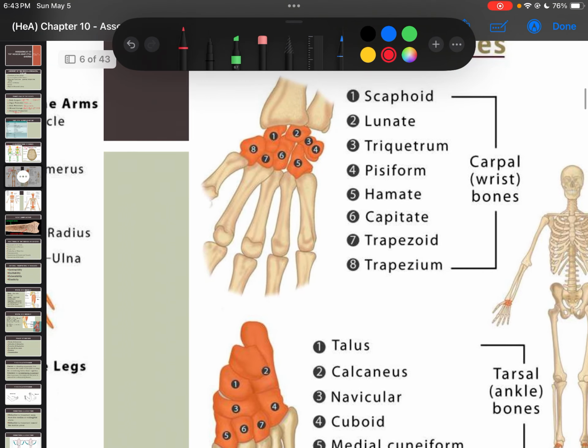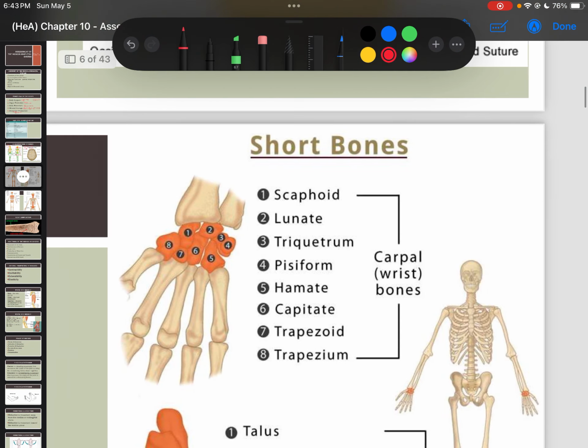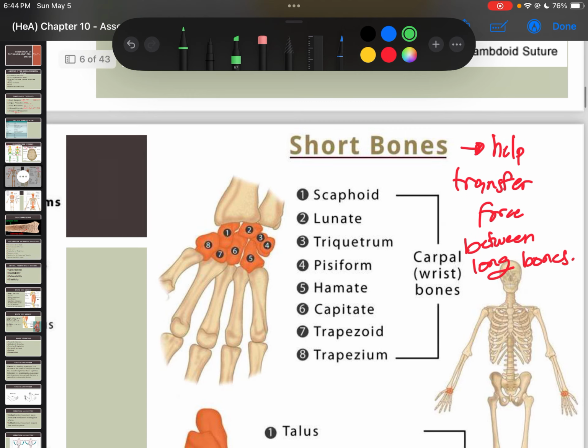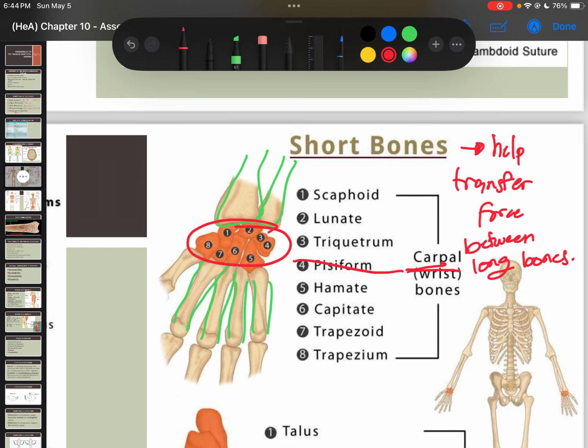We also have our short bones. Their main function is to help transfer force between long bones. Now look, the green ones are long bones, like your radius and all. Aside from that, these are also long bones, your phalanges. In between those are our carpal or wrist bones. Our wrist bones are short bones.